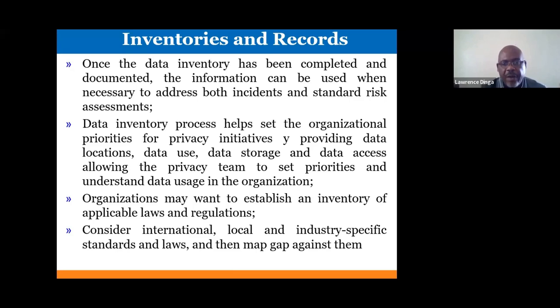The data inventory process helps the organization prioritize privacy initiatives by providing data locations, where the data is stored; data use, how that data is being used; data storage; and data access, which means how people access that data. By doing that, it will allow the privacy team to set priorities and understand the data usage within the organization.